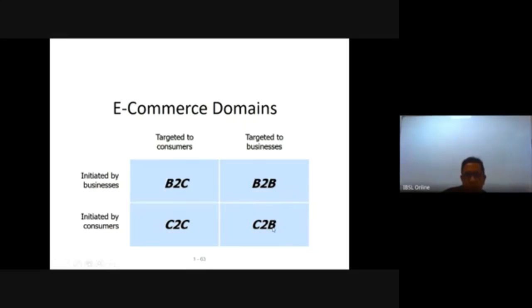And C2B also is possible because you as a customer, you sell products to an overseas company. Maybe you export. That is C2B. C2C is where you find an individual customer, you sell a product.